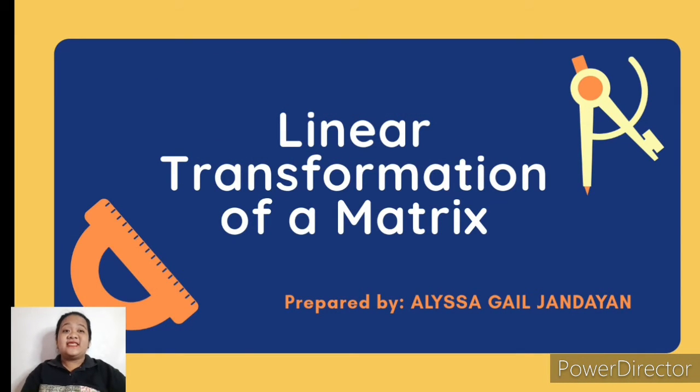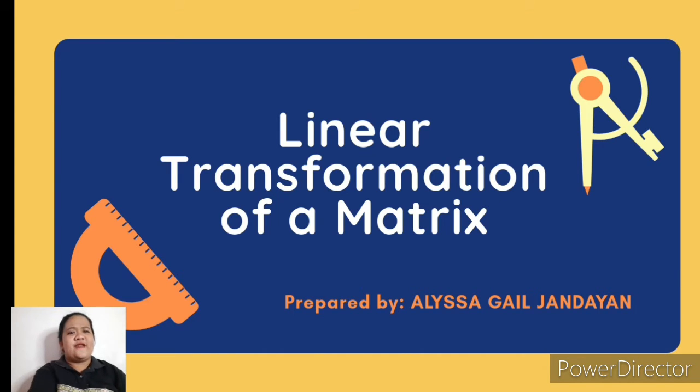Now, let's define what a linear transformation of a matrix is. Our goal here is to identify and construct a linear transformation of a matrix. This linear transformation is a special kind of mapping composed of two properties. The first one is matrix addition and the second one is scalar multiplication.